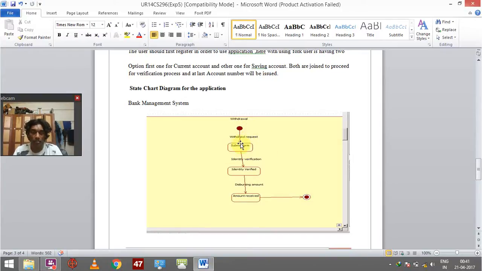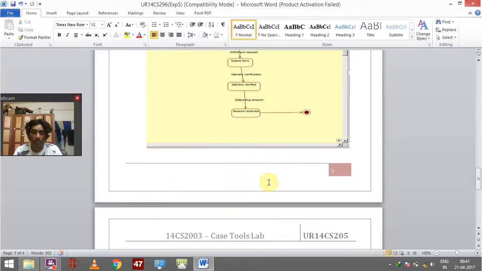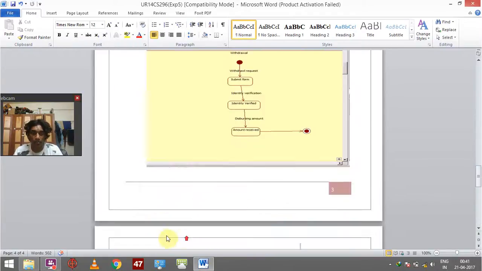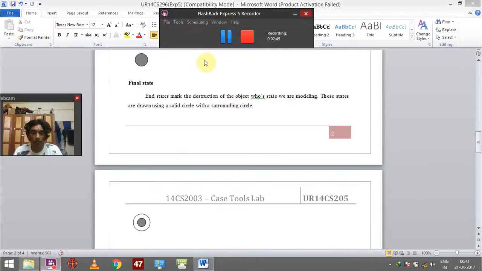Now we go to the next state called submit form. Then we submit the form, and the identification is verified. After it is verified, we get the amount, and the amount is received. After we receive the amount, we reach the final state. So hence the diagram has been explained.